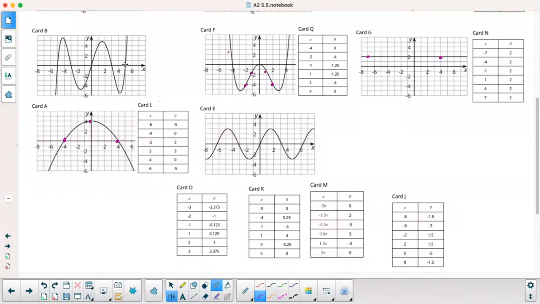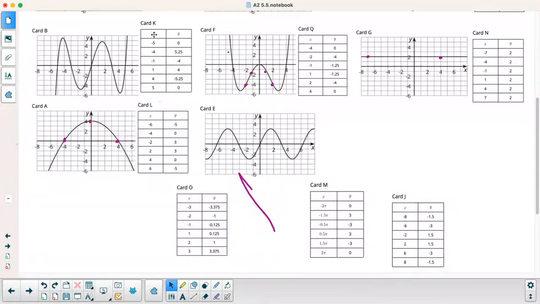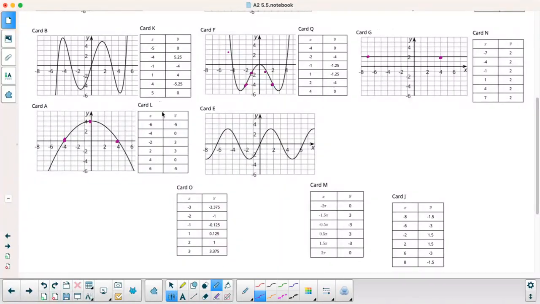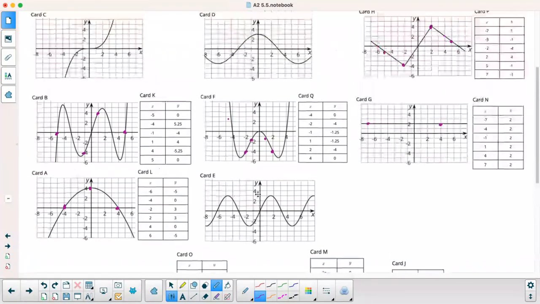5, 0 right there, x-intercept. 5, 0, here we go. Maybe it's this one. So I'm checking the points here. 5, 0 looks good. -5, 0 looks good. Let's see here. 1, 4, that looks pretty good. -1, -4, yeah, that one looks good. So I got 3 more here.